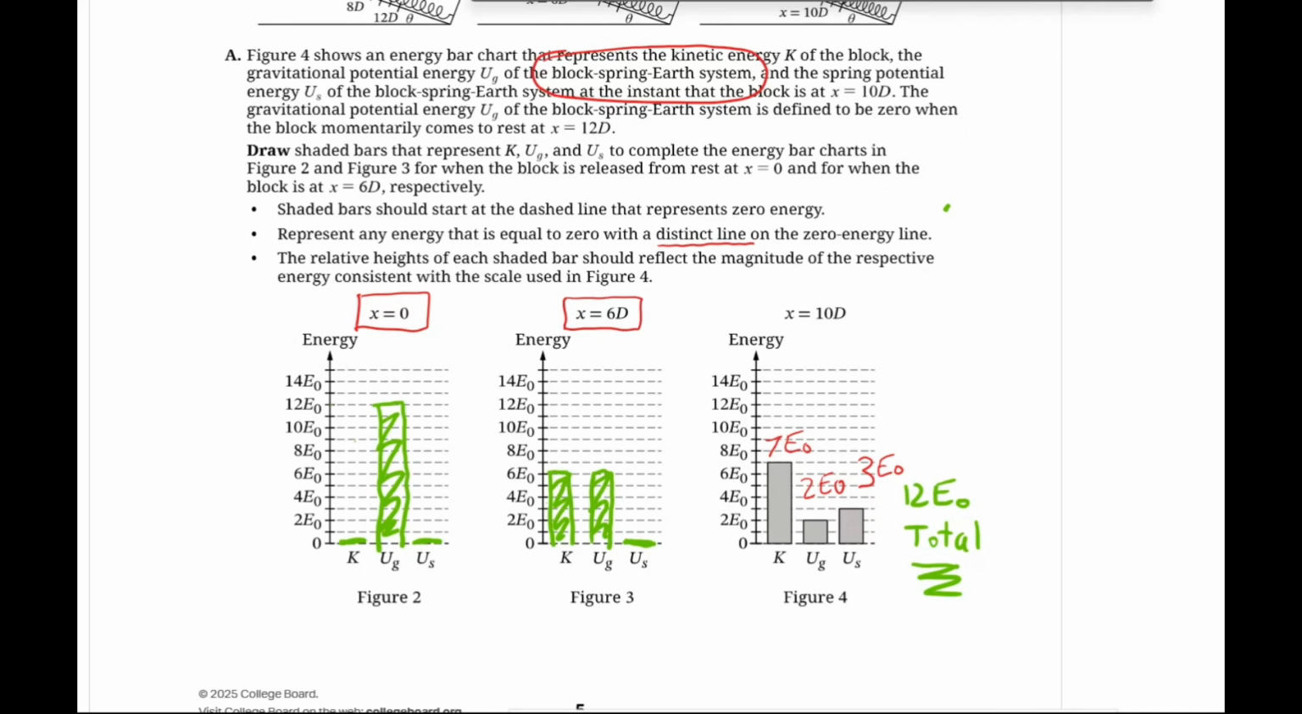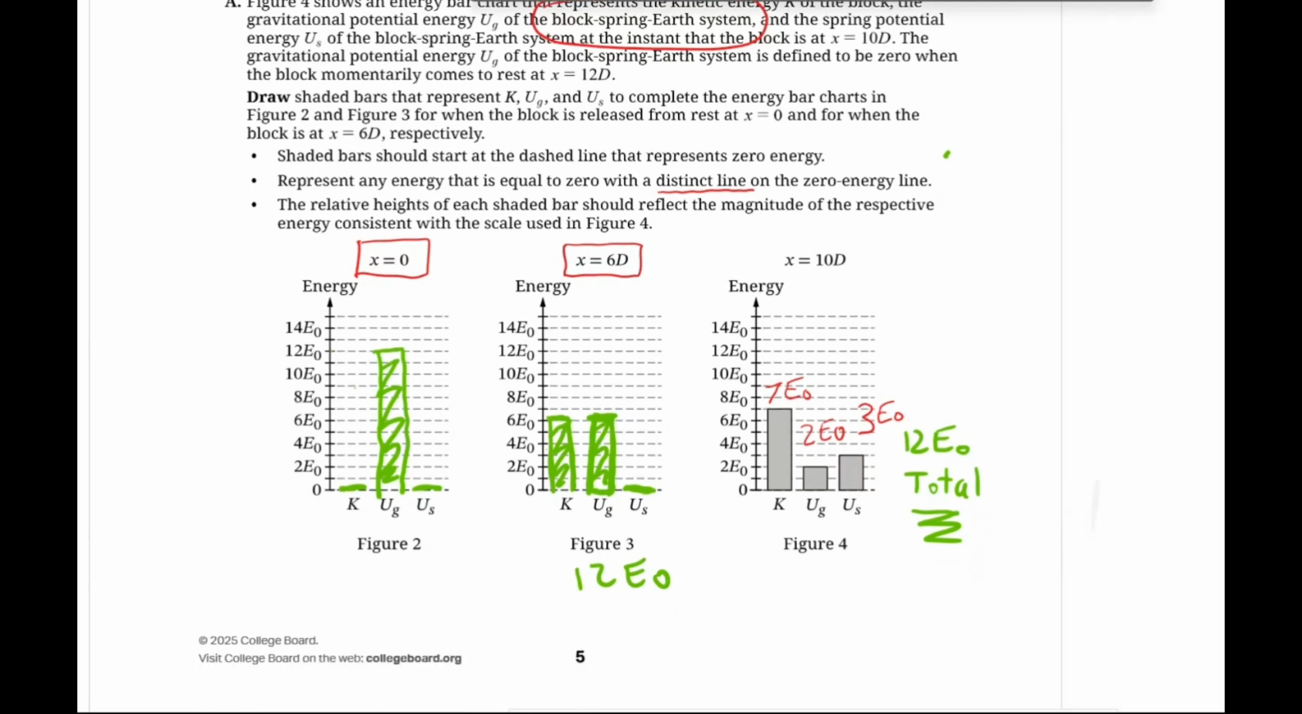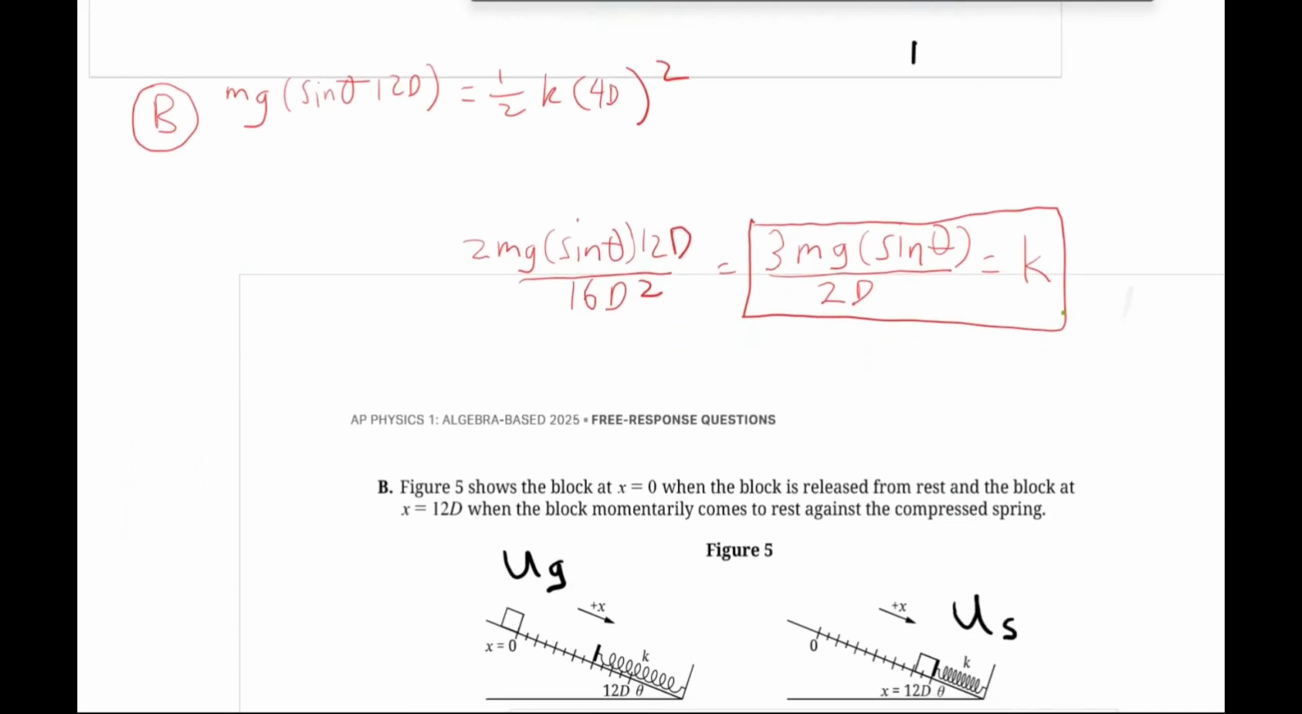All right. So with that being said, since it's dropped half of its height, you could see here that my UG goes up to 6, and then the rest is pretty easy from there because it hasn't touched the spring yet. So I definitely have a distinct line at 0 for my US, my spring potential energy, and then the kinetic energy would definitely have to go up to 6 as well so that we have a total of 12 units of energy as we did for our third graph and our first graph. All right, let's go ahead and move on to the next part.